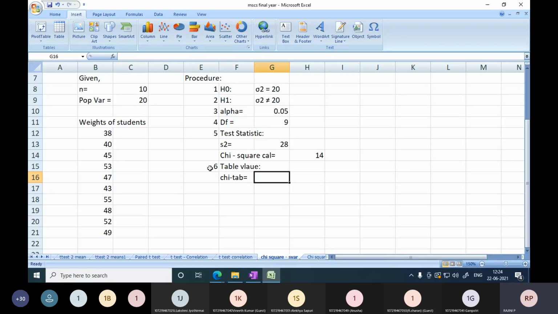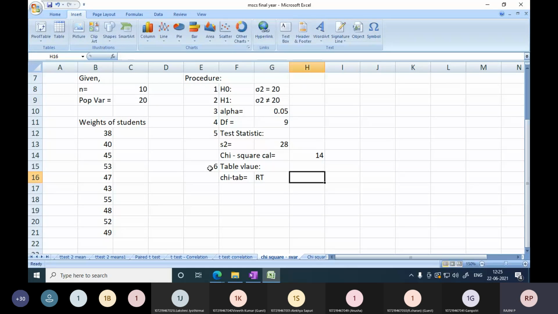For the Z and T distributions, we didn't take a left tail value separately because the same value would be taken with the negative sign. By using the right tail table value only we gave the conclusion, because of the symmetry. But here chi-square is not a symmetric one. It is positively skewed. So you need to take both the right tail and left tail table values to give the conclusion.